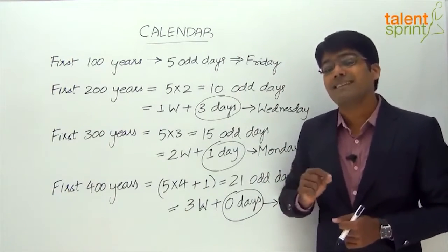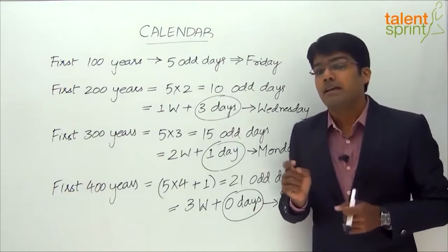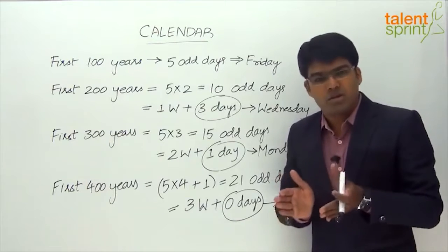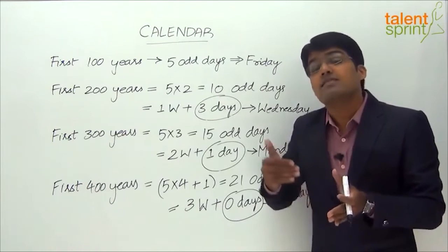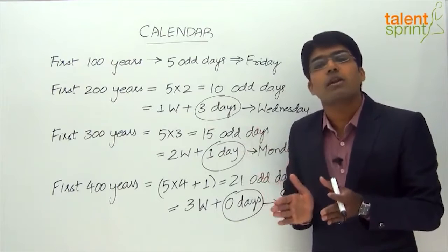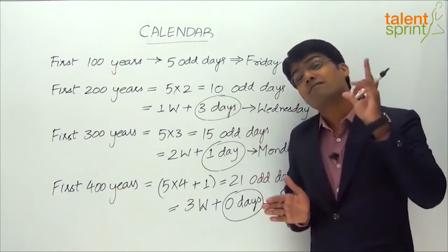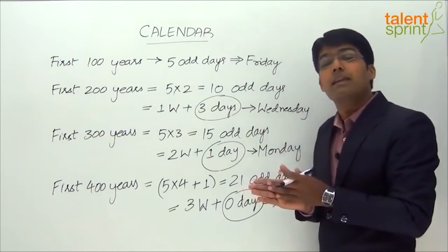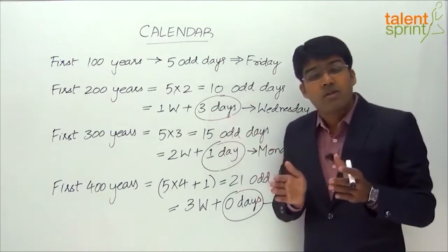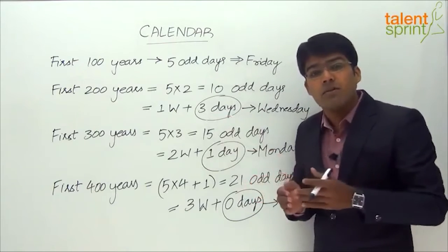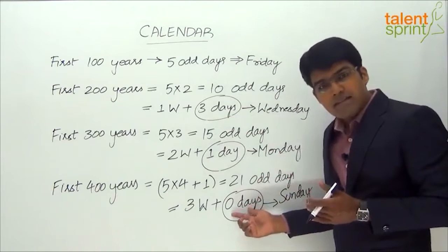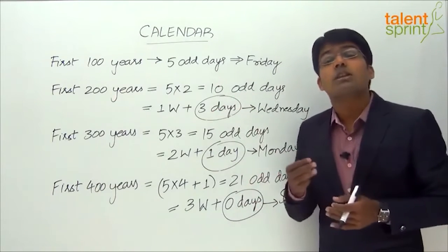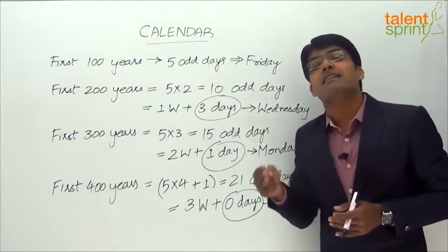What will be the number of odd days in the 6th century? Understand, the number of odd days in the 6th century will be 5 again, because for every century where the century year is not a leap year, the total number of odd days will be 5. But starting from our reference point, we will say the number of odd days in the first 600 years will be only 3, because the number of odd days in the first 600 years will be equal to the number of odd days in the first 400 years plus the number of odd days in 200 years, which is 3. So 0 plus 3 is 3. So the total number of odd days in the first 600 years is 3.